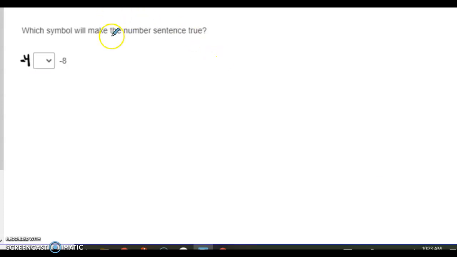Which symbol will make this number sentence true? So I know you can't do the drop-down menu here, but we're trying to tell if they're equal, greater than, less than, or greater than or equal to, or less than or equal to. So in this case, we have a -4 and a -8. Those definitely aren't equal. We just need to take our inequality, also known as an alligator mouth in my mind. The alligator mouth always wants to eat the bigger number because that's what alligators do.